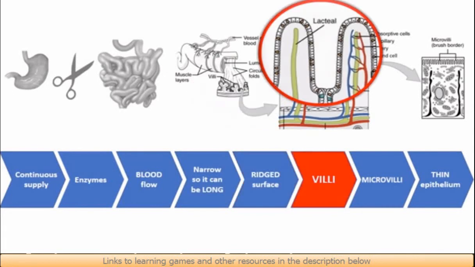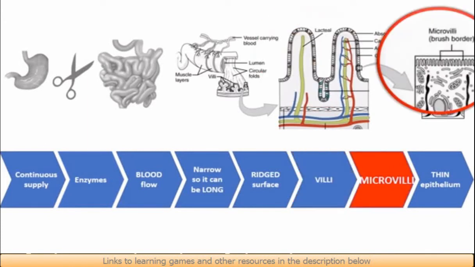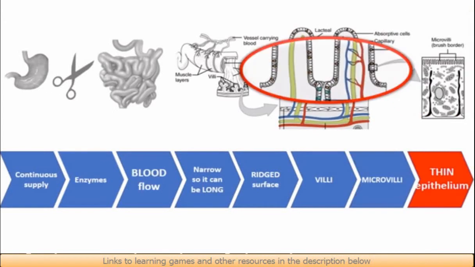The walls of the small intestine have finger-like projections called villi, and this greatly increases the surface area available for diffusion. The cells lining the exterior of the villi have a brush border of microvilli to increase their surface area. And the cells at the absorbing surface, the villi, are very thin, and that helps to reduce the diffusion distance, and that increases the diffusion gradient.